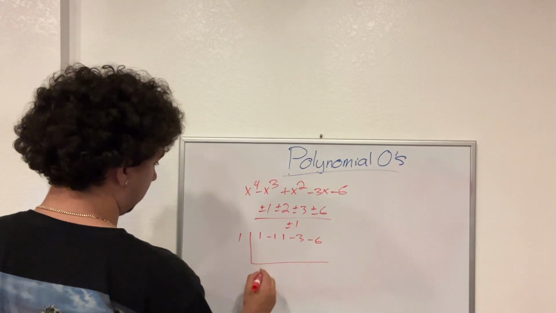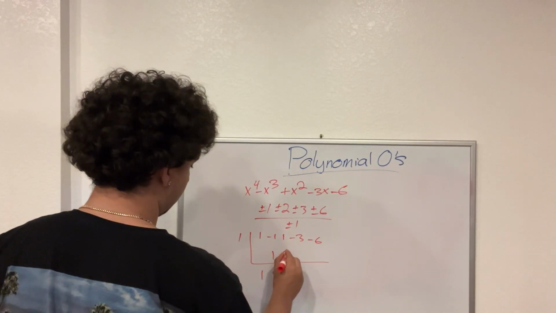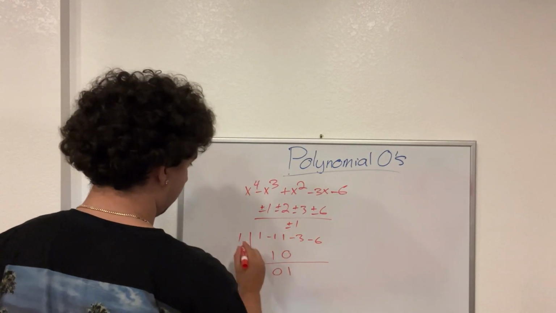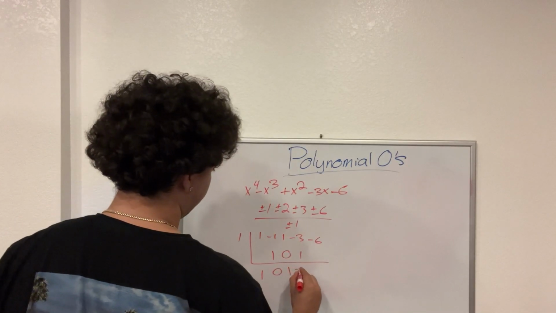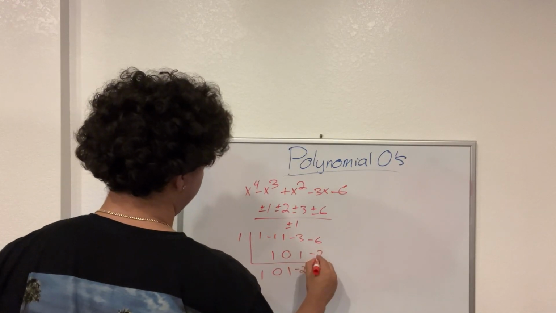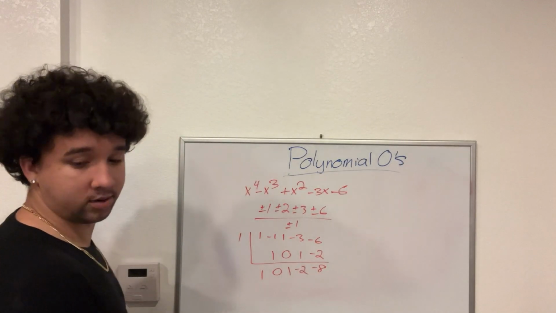Bring down a 1. 1 times 1 is 1. Negative 1 plus 1 is 0. 1 times 0 is 0. 1 plus 0 is 1. 1 times 1 is 1. Negative 3 plus 1 is negative 2. 1 times negative 2 is negative 2. Negative 6 plus negative 2 is negative 8. So that doesn't work, right?